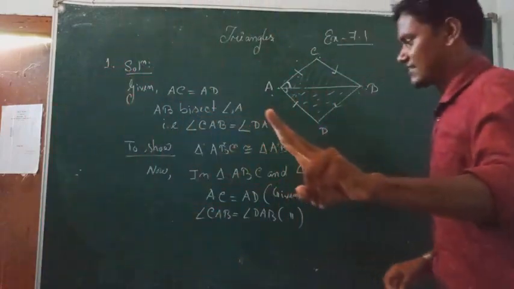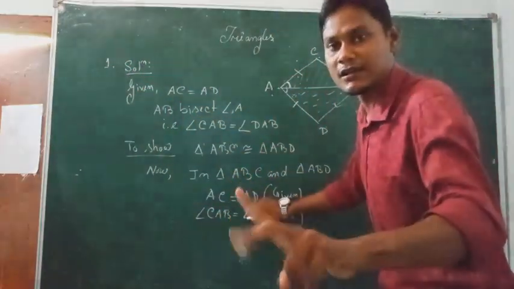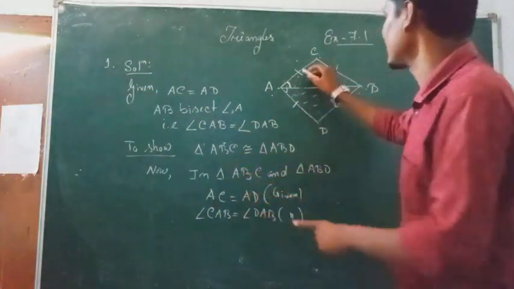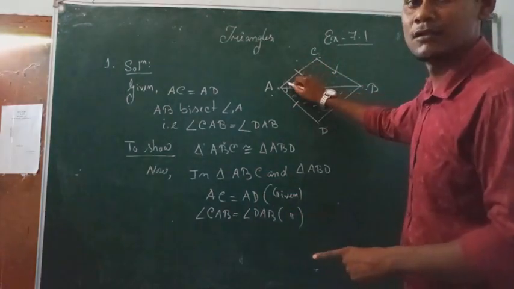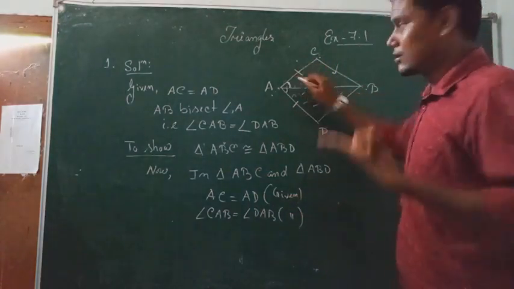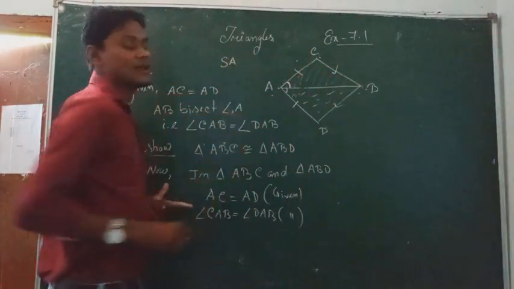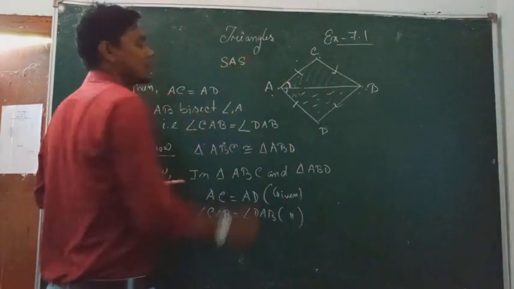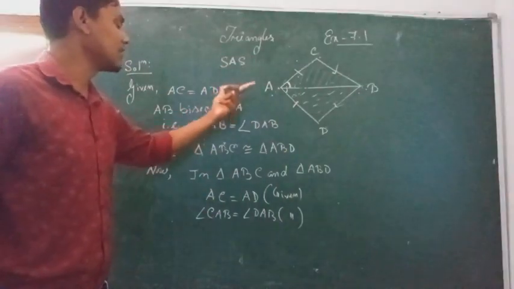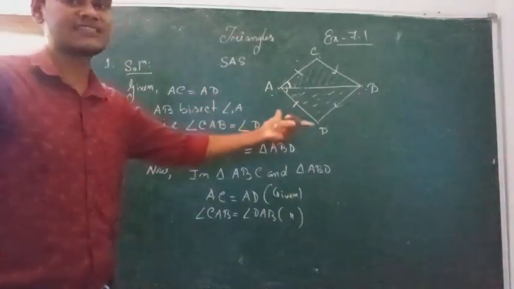Already I got two data. What are they? Side, angle. I got one side, one angle. Now look at the figure. Side, angle. According to the rule, I got side angle. Now if I am able to get one side, then I can easily say that both the triangles are congruent.